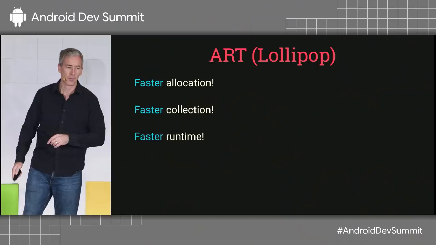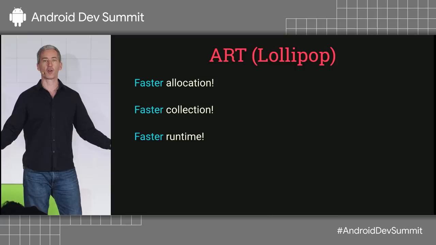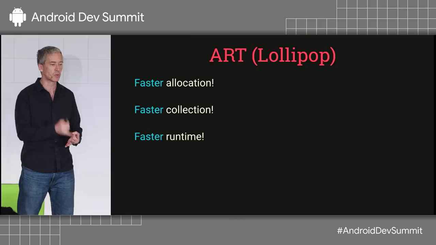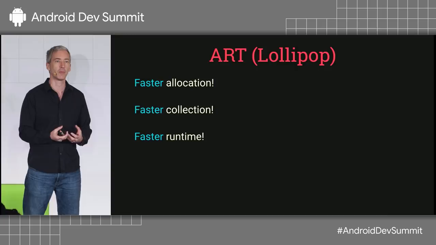So Art came along in Lollipop. As I said, it's a platform for optimizations. It no longer had the memory constraints that Dalvik did, so they could build in a lot of the fundamentals that they've been improving over time. But out of the box, it came with much faster allocation times, much faster collections, as well as a faster runtime, the ability to do ahead of time compilations. So we're actually running binary code all the time. We're not constantly jitting things to find how we can speed things up and make everything faster.